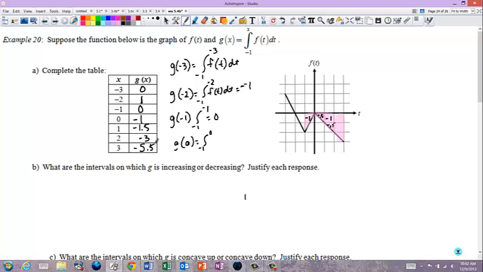It said, what are the intervals on which g is increasing or decreasing? Justify each response. Well, how do you determine if something is increasing or decreasing? It's increasing where the derivative, g prime of x, is greater than 0, and it's decreasing where g prime of x is less than 0. That's the justification. I always write the justification first because I can get points for the justification even if I don't get the answer right. So I need to figure out what g prime of x is. Well, g of x from above is defined as the integral from -1 to x of f of t dt. Well, g prime of x is the derivative of that.